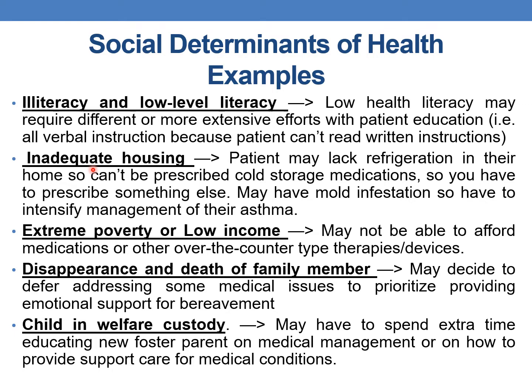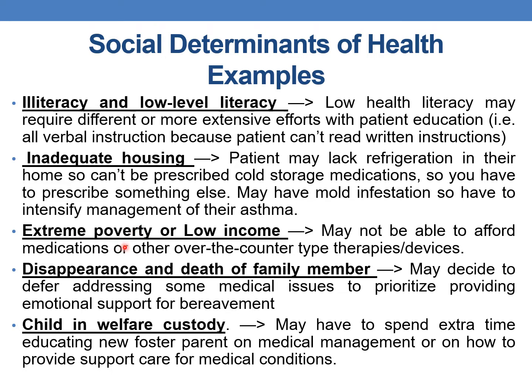The next is inadequate housing. Some patients may have inadequate housing. The patient may lack refrigeration in their home, so the physician cannot prescribe cold storage medication. He needs to prescribe something else. Or in some cases, the patient may have mold infestation in their house. For that reason, the physician needs to intensify the management of their asthma. These are some of the examples of inadequate housing, which is a type of social determinant of health.